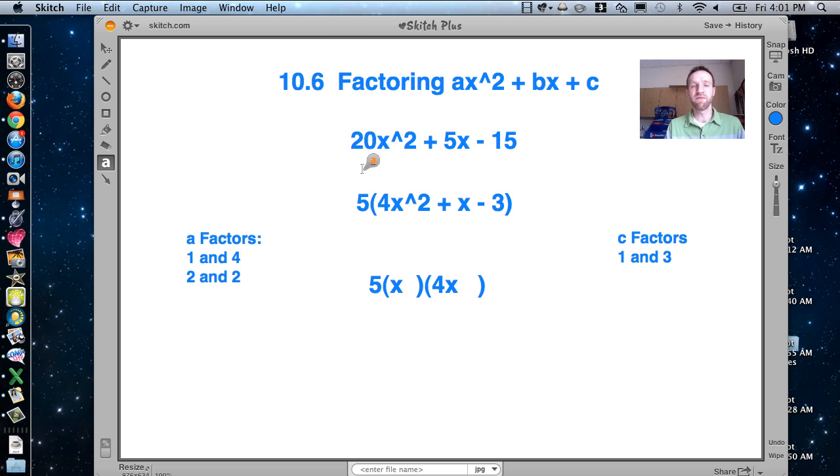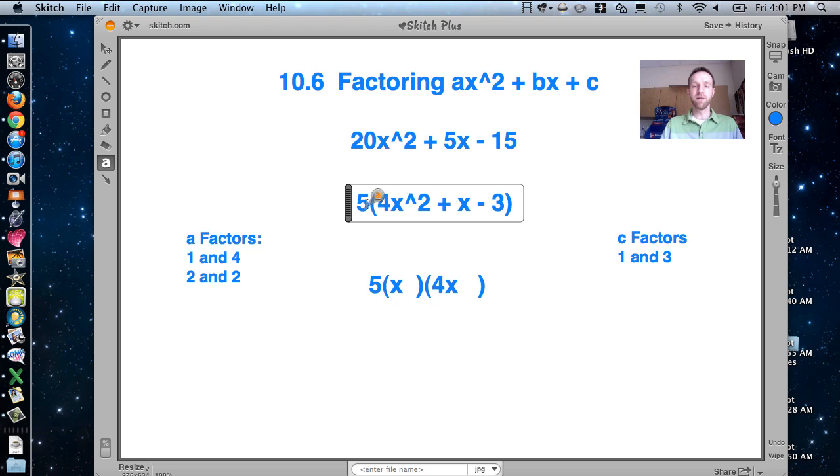Here's my example. We have 20x squared plus 5x minus 15. Before I actually go through the process of factoring this expression, I want you to start looking for times where you can divide each of these three terms by a common number or a common factor. You'll notice that this is 20, 5, and 15, and that all three of those numbers have a factor of 5 in common. So what we're going to do is divide this expression by the greatest common factor of 5. So I take out 5 and I'm going to write it like this.